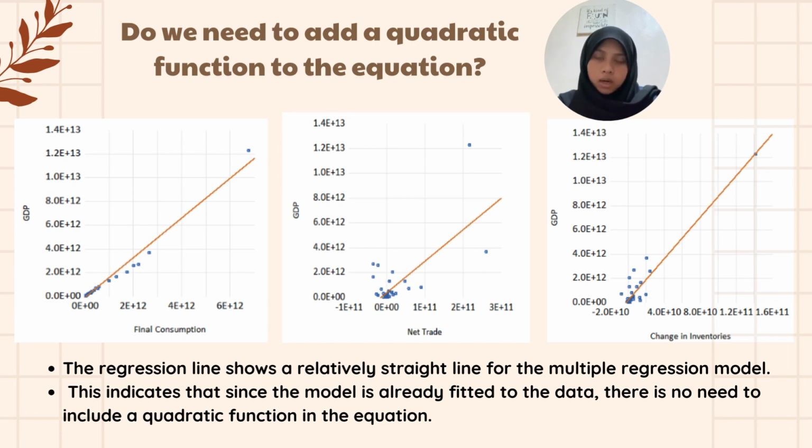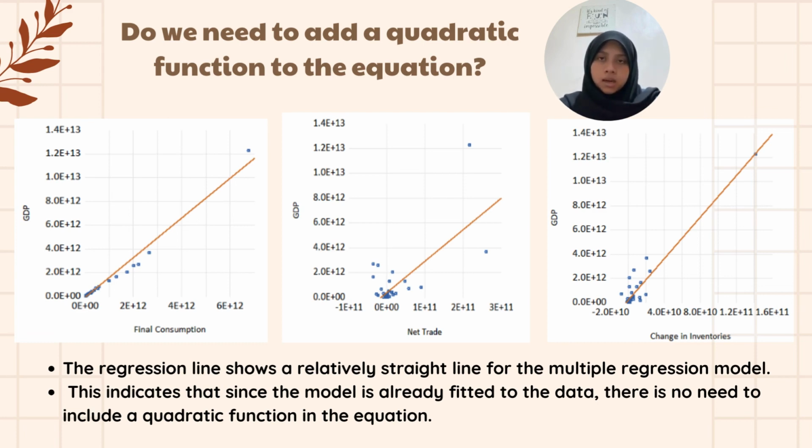Furthermore, regarding the points around the graph, if the points are distributed concentratedly around the line, it suggests a strong relationship between the two variables. As can be seen, the points are distributed close to the line, indicating a strong relationship between final consumption and change in inventory with the gross domestic product, whereas the plots of one graph, which is the net trade graph, disperse far from the line, indicating a poor relationship between net trade and also gross domestic product.